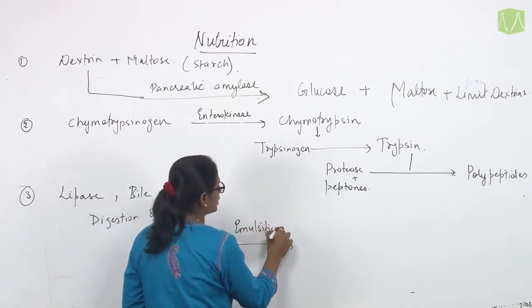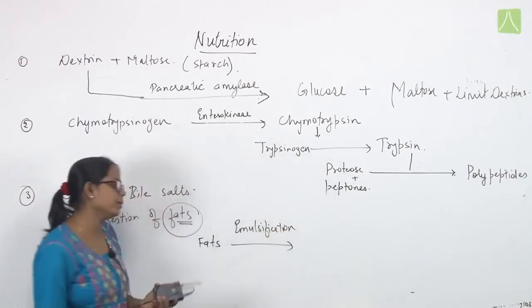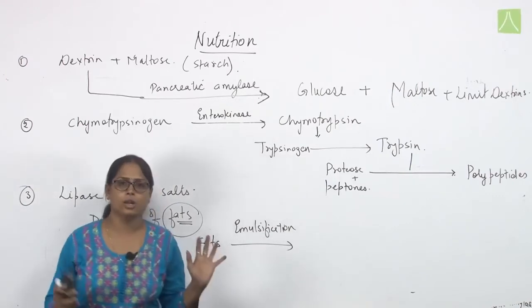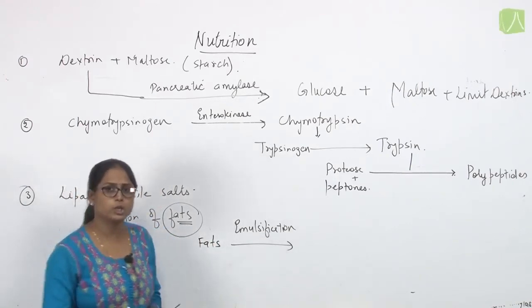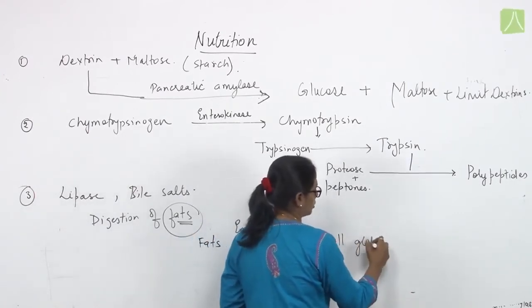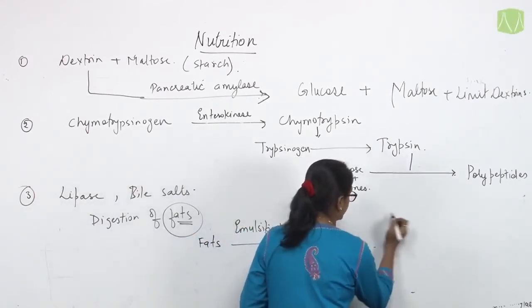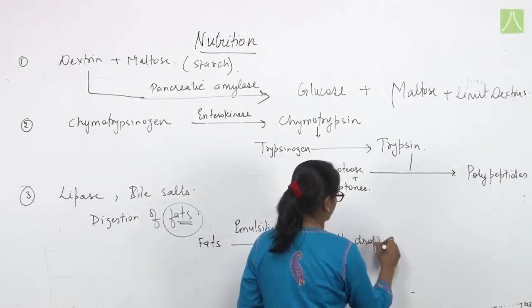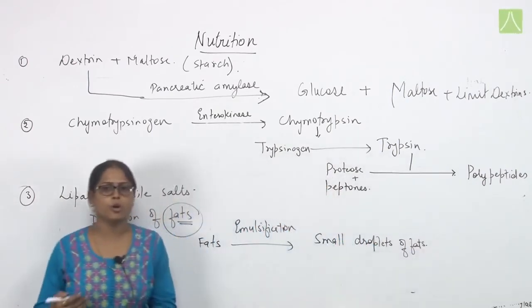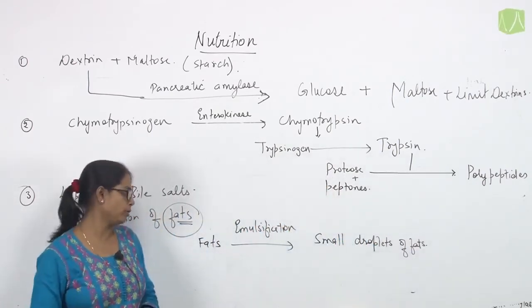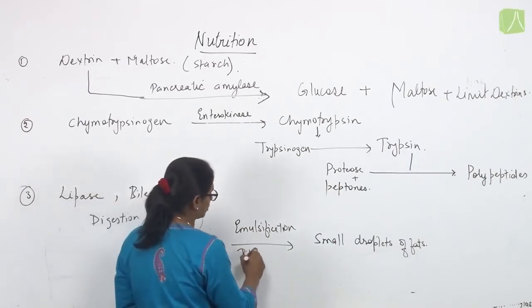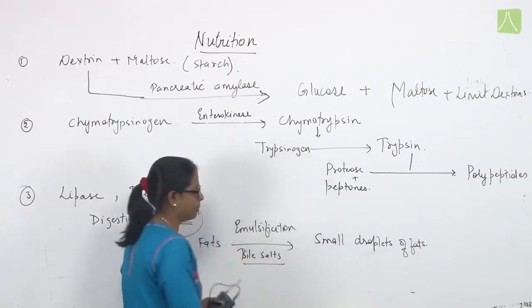So this emulsification process has to be done. What do you mean by emulsification? Emulsification is the breakdown of large molecules of fat into small globules, or you can say small droplets of fats. Fine, that means the smaller molecules of fats are formed through the process of emulsification, and this emulsification is done by bile salts.